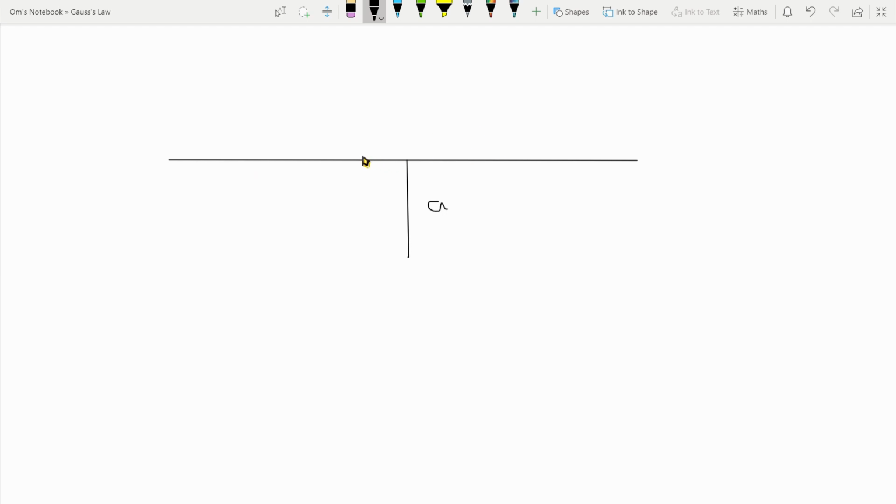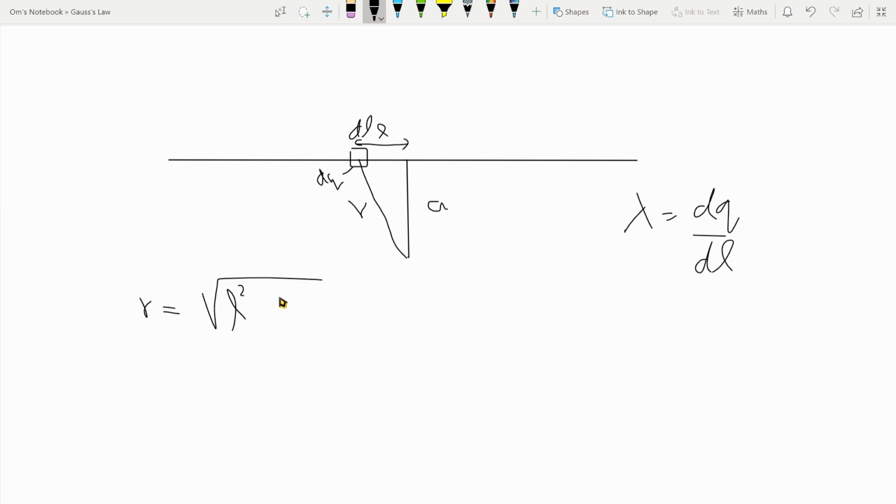So suppose we have an infinitesimal element dl over here. This infinitesimal element dl has charge dq, and we can write lambda as dq by dl. And since I said that this is a uniformly charged wire, lambda is constant, so this value is the same for all elements dl across the wire. I'm going to say that this is at a length, suppose we call it L, from this point over here. That's an arbitrary point that we have chosen. So it's going to be at a distance R from this point, and we can write R is equal to root of L square plus A square.